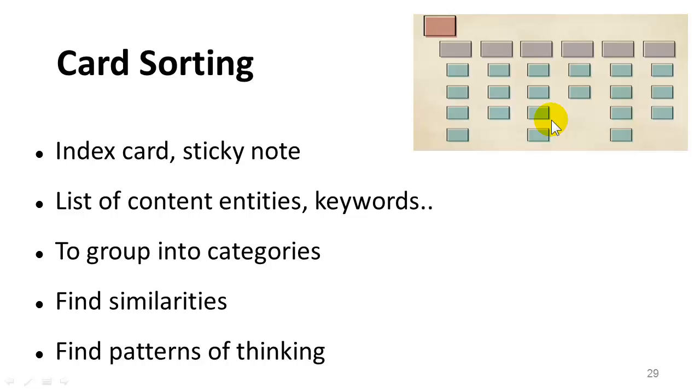And so this is essentially what we're doing with our content. We're grouping, we're finding categories, we're finding similarities, we're finding essentially patterns of thinking, because that's what our user's going to be doing. They're going to be coming to our site, they're going to be thinking, they're going to be looking, they're going to be processing information. So we want to make sure that information is meaningful and usable for them.